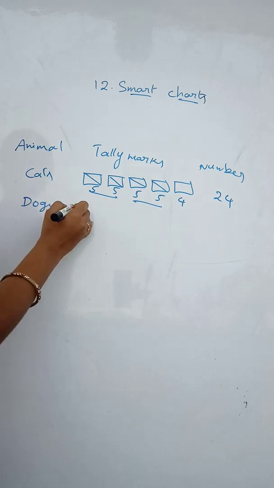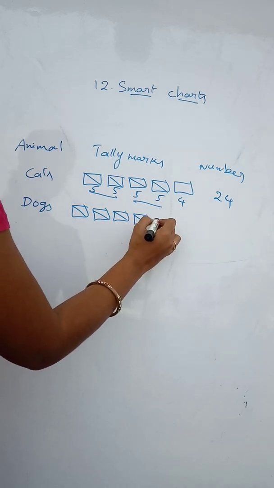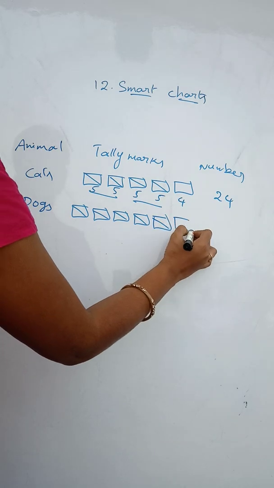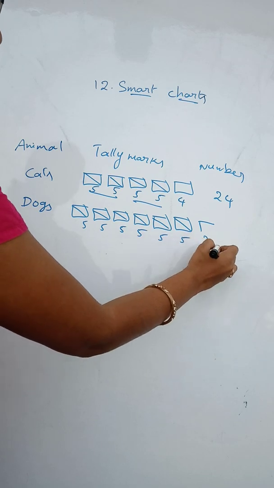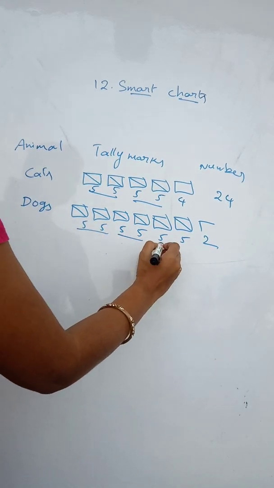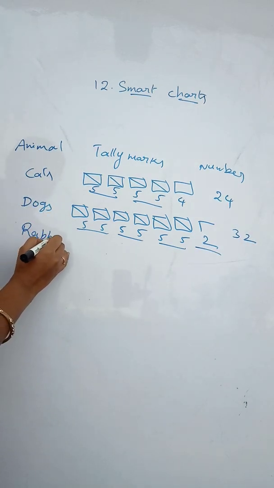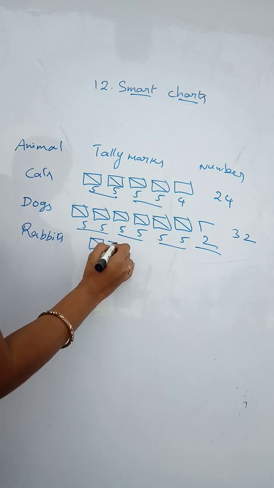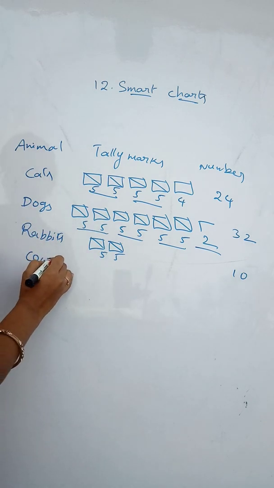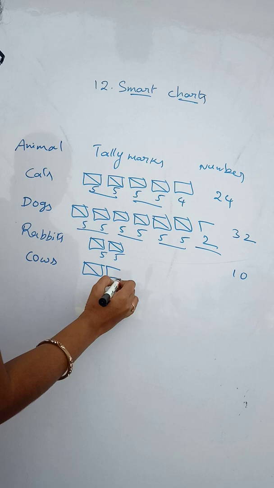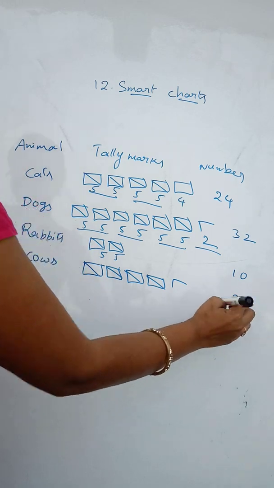How many dogs we have? Here see 5, 5, 5, 5, 5, 5, 2: 10, 10, 10, 32. Now for rabbits, how many rabbits we have here? See 5, 5, total 10. And for cows, how many cows? See 5, 10, 15, 20, 22.